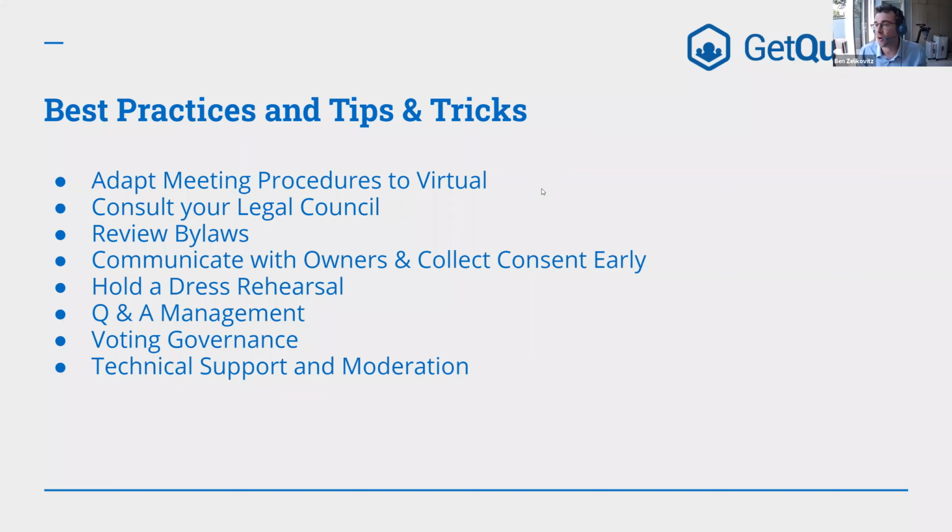How are you going to deal with voting? Are you going to use your own Excel-based kind of method? If you're smaller, that will work. Or are you going to use a vendor like Get Quorum to make sure everything is smoother and quicker? And then lastly, who is the best person internally to help with technical issues? Is it the property manager? Is it a certain board member? How are you going to deal with technical matters during the course of the meeting?